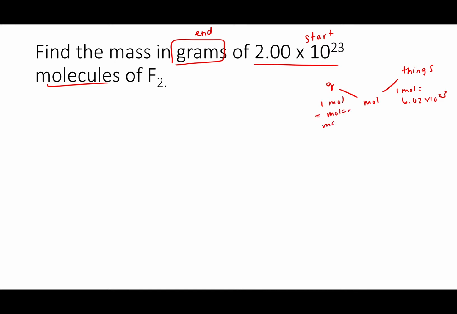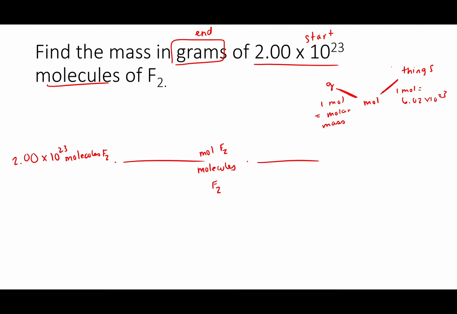So you'll quickly see that mole island will be something that's embedded in your brain after we use it so many times. So I start off my problem, 2.00 times 10 to the 23rd molecules of F2. I don't want molecules, so I put that in the denominator to get it to cancel. And I'm going to convert to moles in one step.